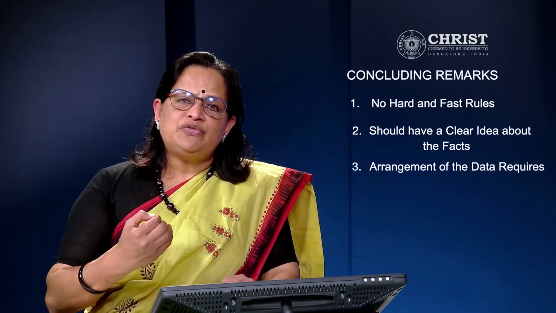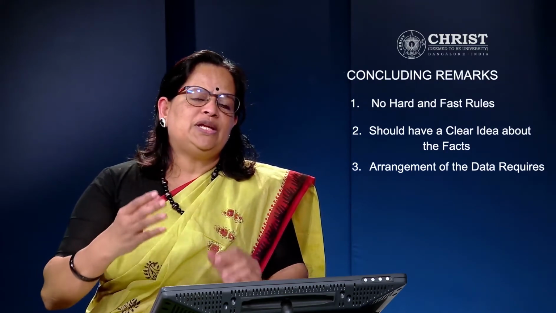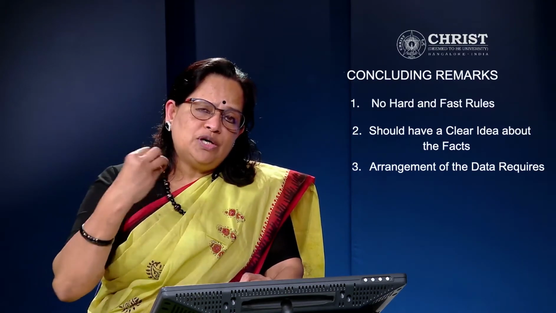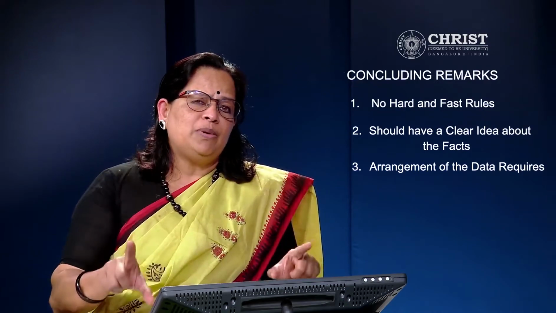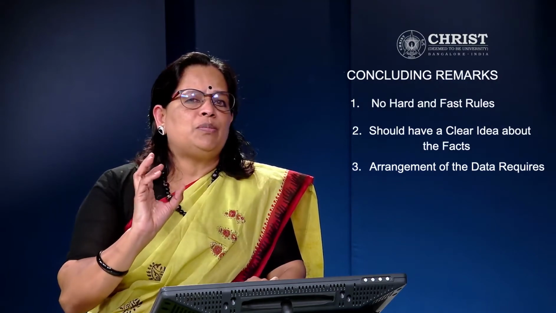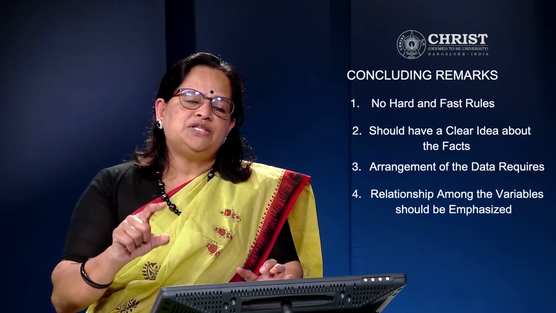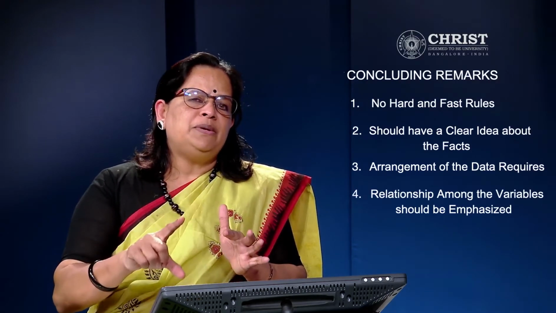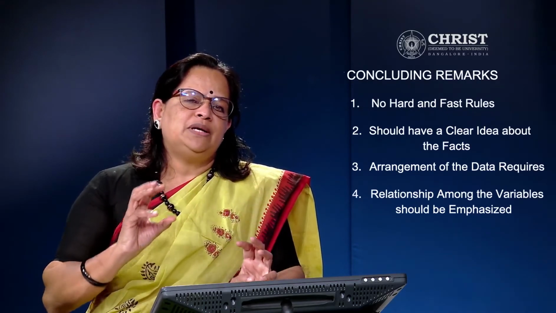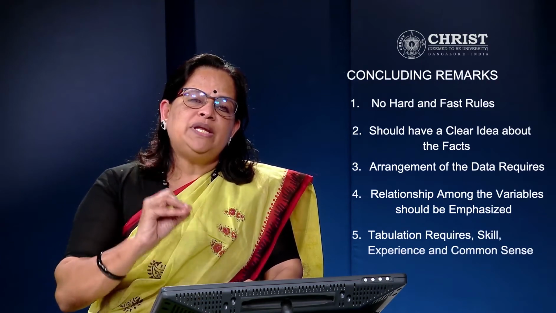Third point is, arrangement of data requires familiarity and considerable care. You have to be continuously doing that. Whatever data you are getting, when you do the problem also, you should remember that. You should work out more and more problems. Then you will learn how to properly arrange the data in a table. That requires your skill in doing the table properly. Fourth is, relationship among the variables should be emphasized. Different relationships: blind, non-blind, male, female, literate, illiterate. When you have so many characteristics, how you fix them in the table, you have to decide. Fifth point is, tabulation requires skill, experience and common sense.